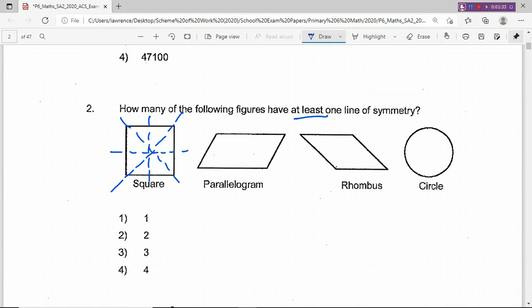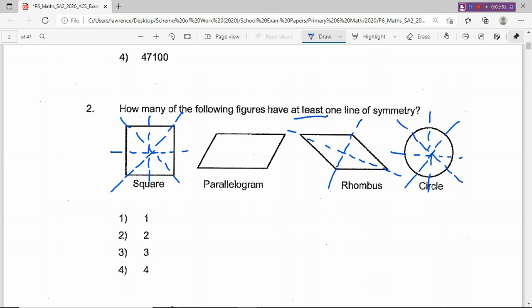How about the rhombus? Now, rhombus has all equal sides. Okay, all equal sides as well. So you can also cut it like that. So you have two lines of symmetry. For a circle, you have infinite. Infinite means limitless. Okay, there'll be many lines of symmetry.